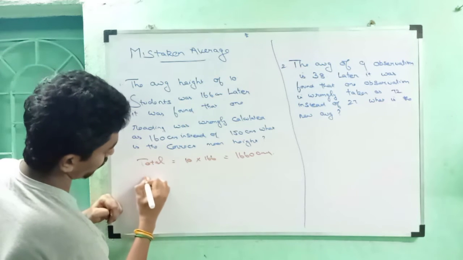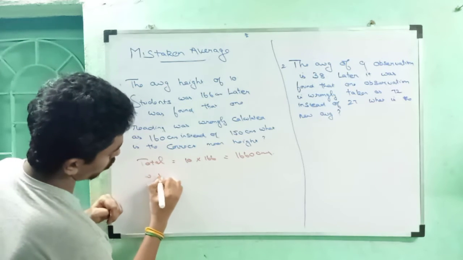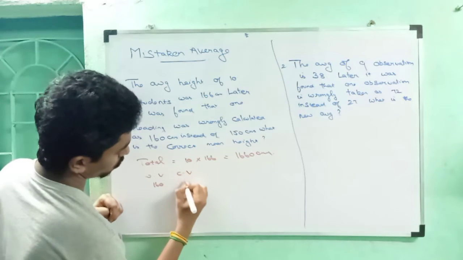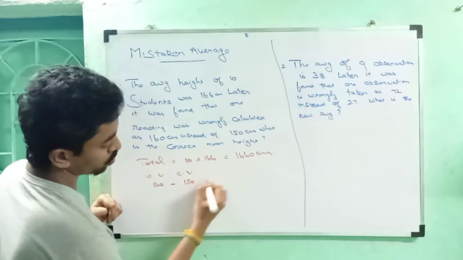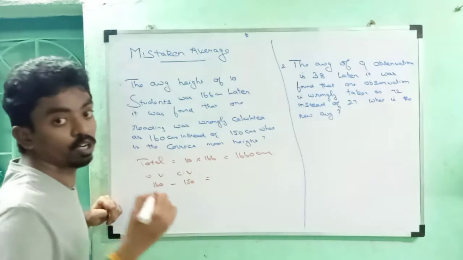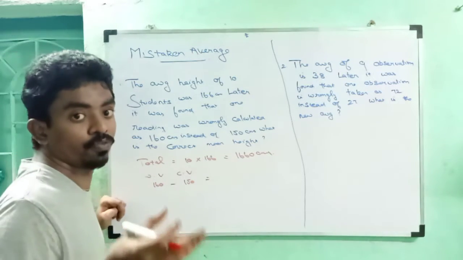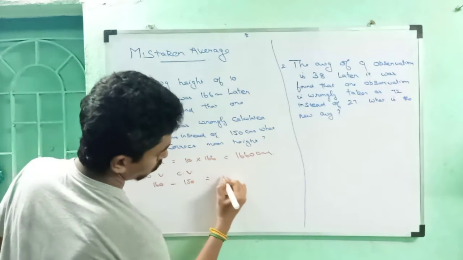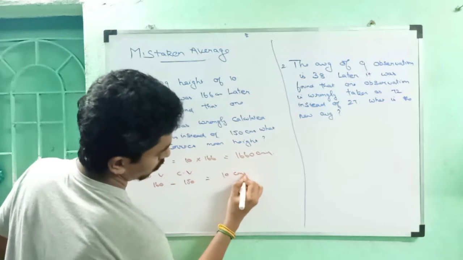So we will keep the wrong value as 160 centimeters and the correct value as 150 centimeters. We have to subtract these two to find the correct average, because we have to find the correct mean height. So the answer will be 10.